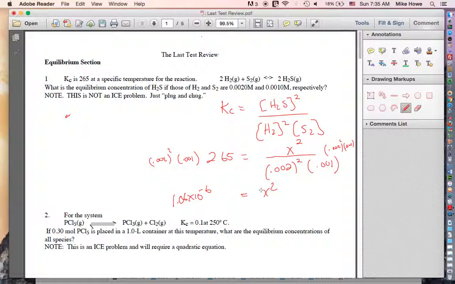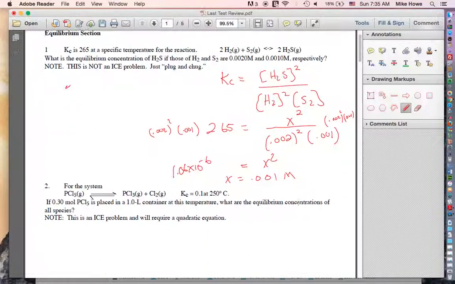So we're going to take the square root of that. 0.001. So X would be equal to 0.001. And the equilibrium constants are dimensionless, but the units of concentration are moles per liter. So we always put our answers for concentrations in moles per liter. So that's the end of problem number 1.